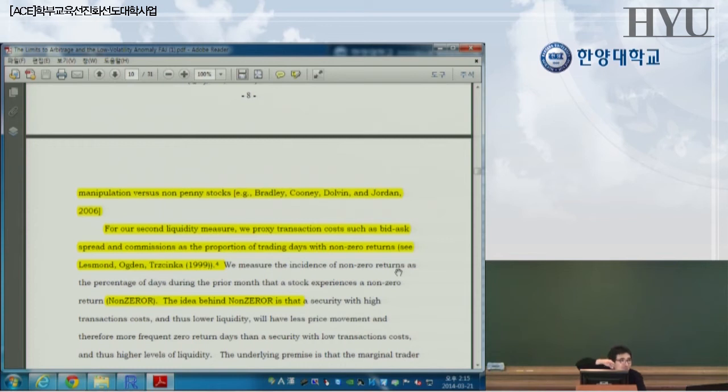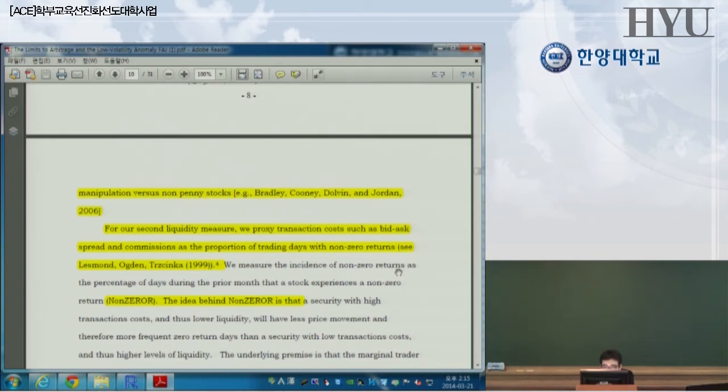If it moves, it is either a positive return or a negative return, right? If it is zero return, it means the stock price doesn't move. So basically, we simply count the number of days the stock price movement is not zero. That is a non-zero return. We measure the incidence of non-zero return as a percentage of days during the prior month that a stock experiences a non-zero return.